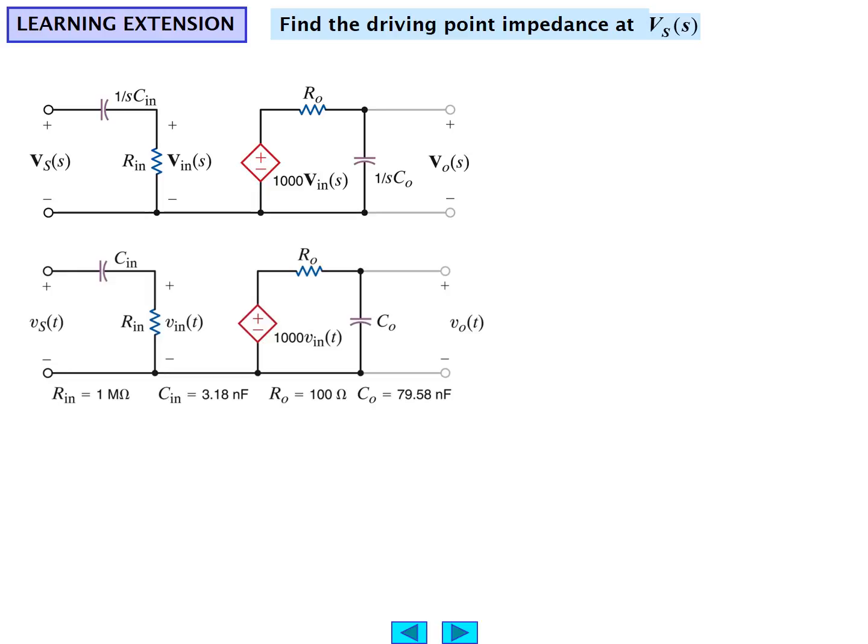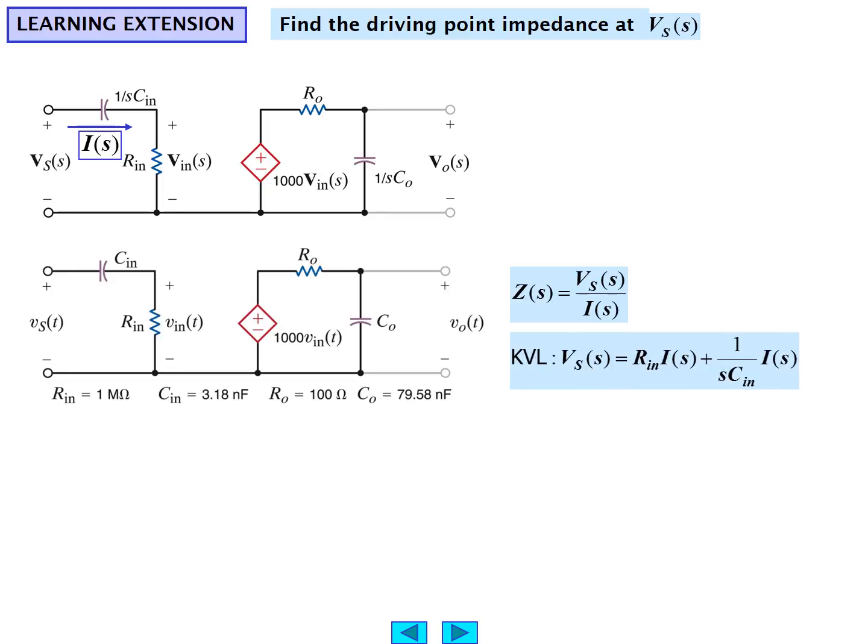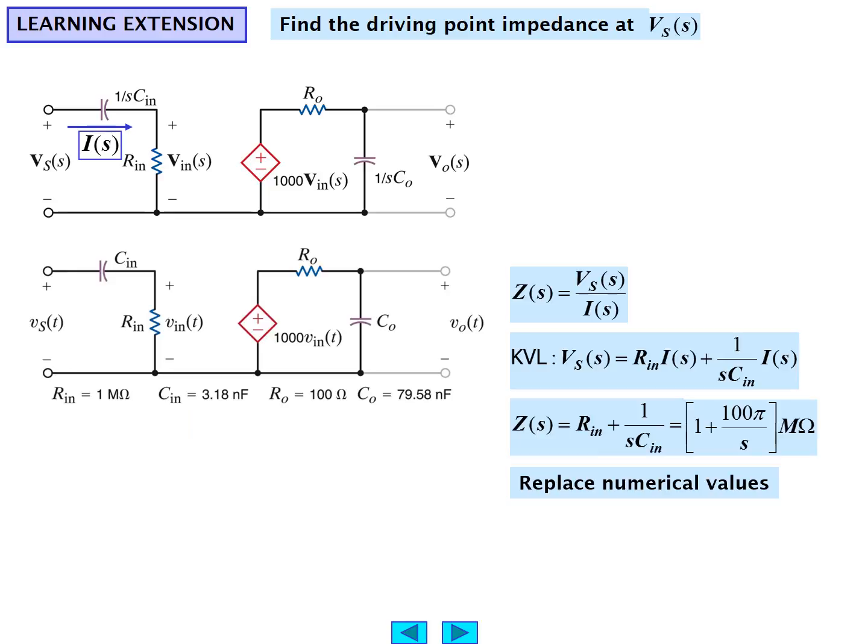So here we have our example that we've looked at before of the hi-fi amplifier. We have it in the S domain representation on the top and the time domain in the middle. We can find I of S as the input current. We can find Z of S as V of S divided by I of S. Using Kirchhoff's voltage law, we find that V of S is Rn I of S plus 1 over SC I of S, or Z of S is then Rn plus 1 over SC. We can replace their numerical values, and we find it's 1 plus 100 pi divided by s megohms.